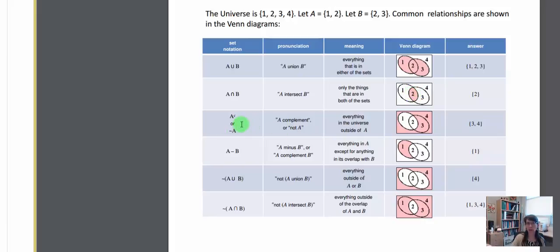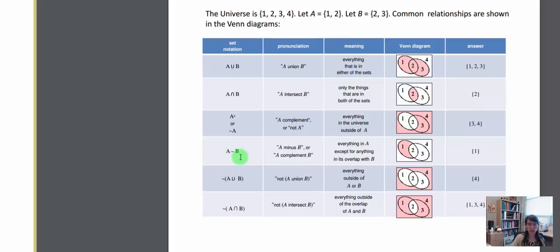We have 2 different symbols that represent complements. Remember, complement means not the event. So A complement means not event A. So it's everything else but not event A. You could also use that tilde symbol. So tilde A means not event A. And you can see in the picture that everything is shaded but not event A.